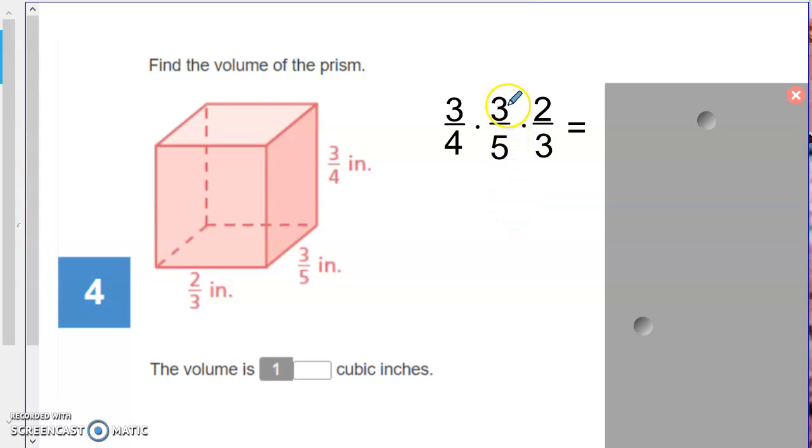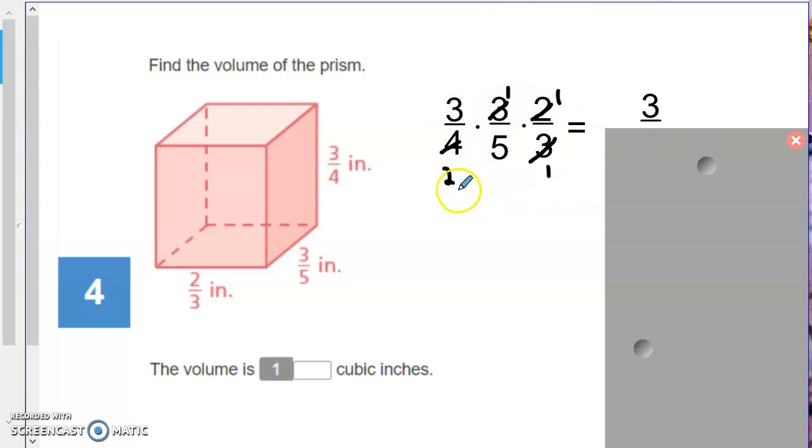For example, because this 3 is on top and this 3 is on the bottom, I can cross cancel those to make them both 1s. Another thing I can cross cancel is this 2 and this 4. 2 would become a 1, and the 4 divided by 2 would leave me with 2 on the bottom. Now I have gotten rid of anything that could be cross-canceled, so I'm just going to multiply straight across. 3 times 1 is just 3. 2 times 5 times 1 is 10, and that is in simplest form.